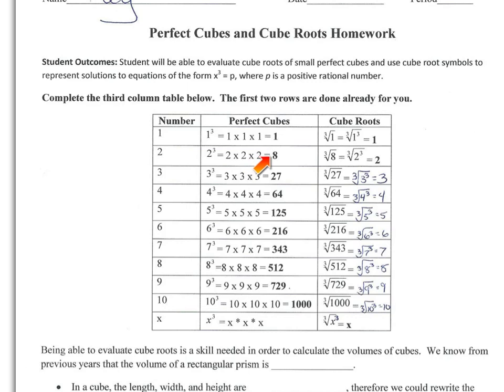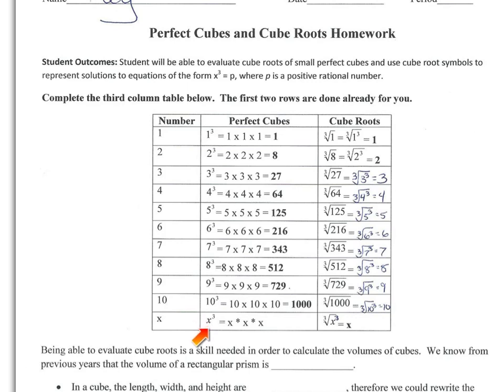which is 8. Now you could type 2 times 2 times 2 in your calculator, and yes, it'll give you 8. Or you could type 2 cubed in your calculator, 2 to the third power, which I could show you how to do tomorrow if you don't know how to do already. 3 cubed is 27, 4 cubed is 64, 5 cubed, and you can see all the way to 10 cubed are filled in for you, 125, 216, 343, 512, 729, and 1000.